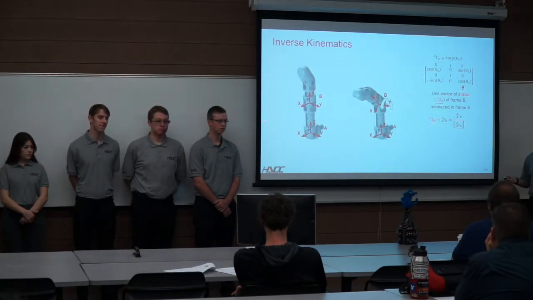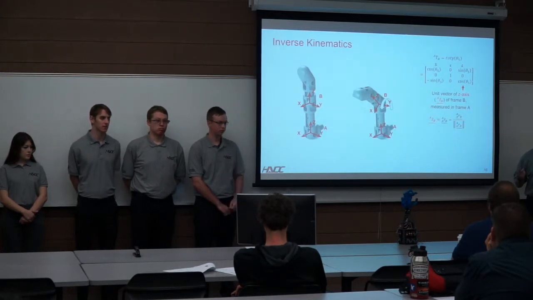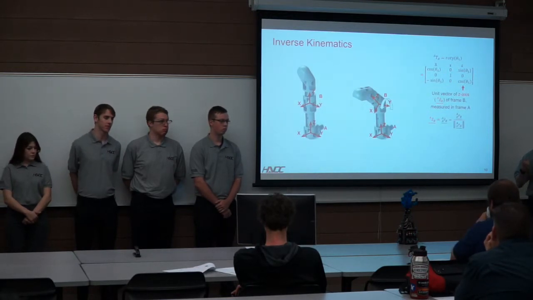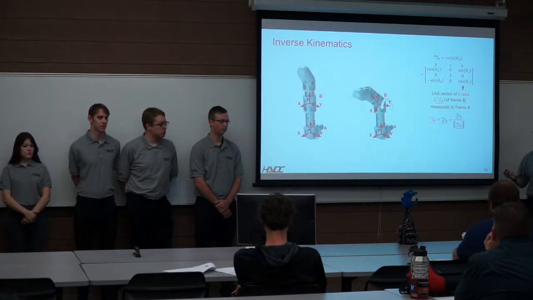On the left is the finger in its initial position, and as you can see, both frames A and B are oriented in the same way. Because of this, you would not need a transformation matrix to account for any rotations that frame B might have.